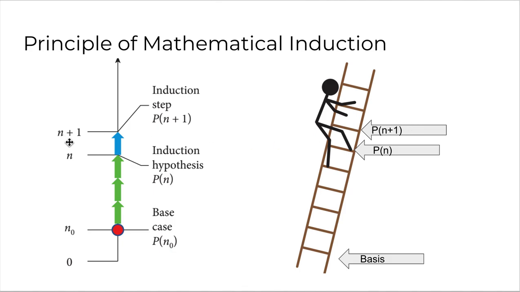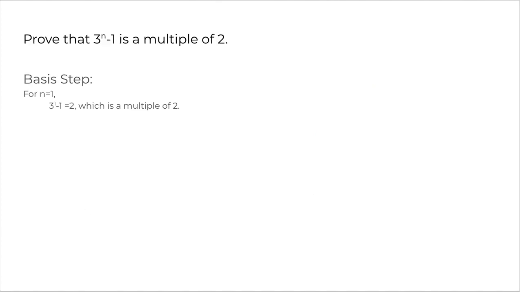Okay, let's do a question, and I think we'll get a better understanding of that. The question is, we have to prove that 3 raised to n minus 1 is always a multiple of 2 for any natural number n, right? So the basic step would be that n is 1, right? That's P of 1, and you put the value right there. 3 raised to 1 minus 1 would be 2, which is a multiple of 2. So the base case holds true for that.